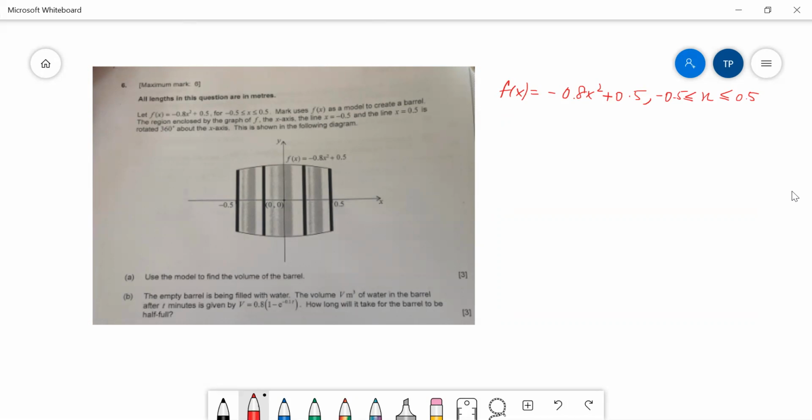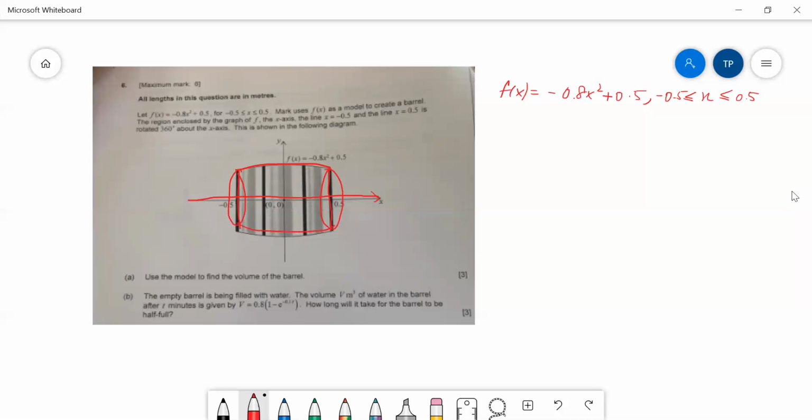The region enclosed by the graph f, the x-axis, the graph f is here, I believe, the x-axis and the line x equals to minus, okay, which is this, is rotated 360 degrees about the x-axis. Okay, so I'm not sure if you can see it, but the barrel looks something like that. You know what a barrel is, right?